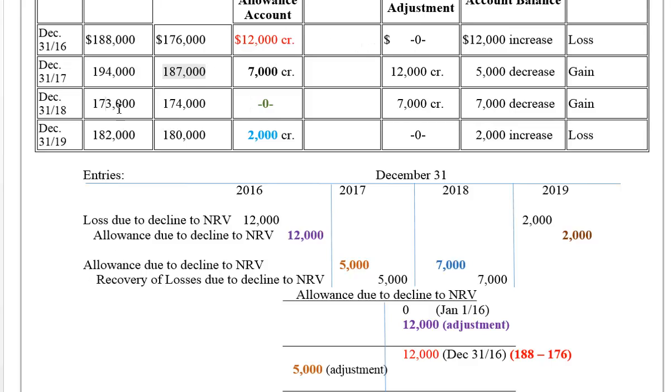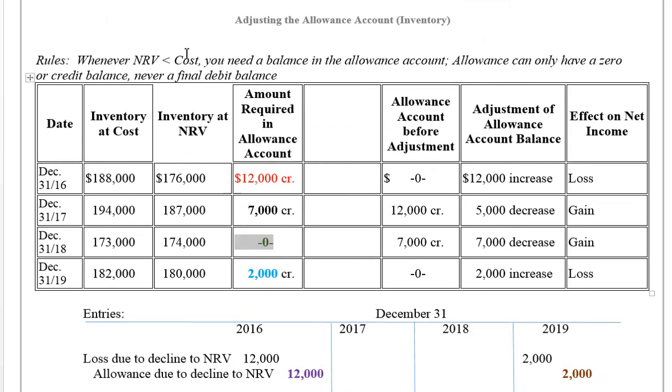Now, at December 31st, 2018, we have a different situation. Cost is already less than net realizable value. So our inventory is already sitting at the lower of cost and net realizable value. Because of that, we don't need anything in the allowance. Remember we said before, it's only when the NRV is less than cost that we need to have a balance in the allowance. Right now, cost is less than NRV, so we need a zero balance.